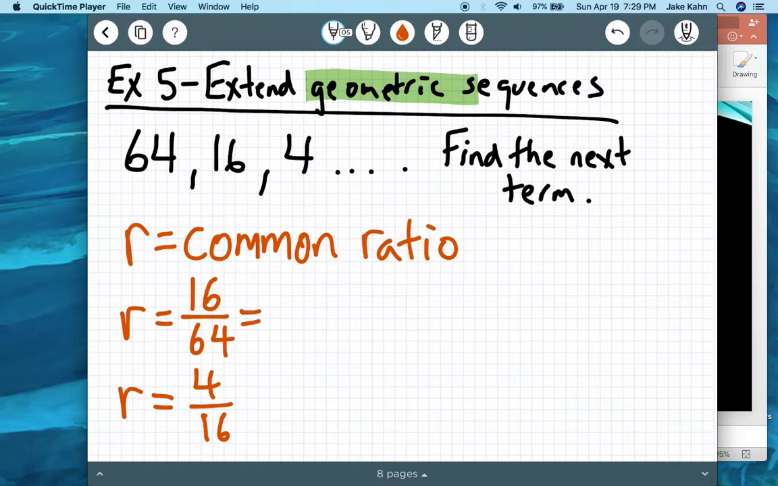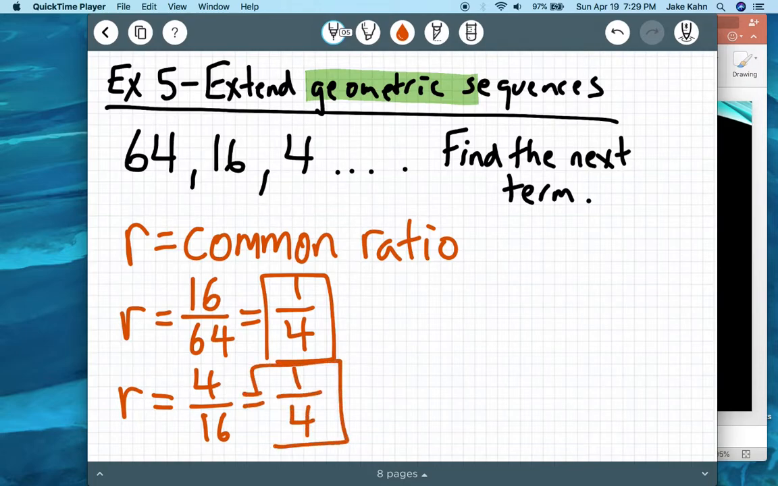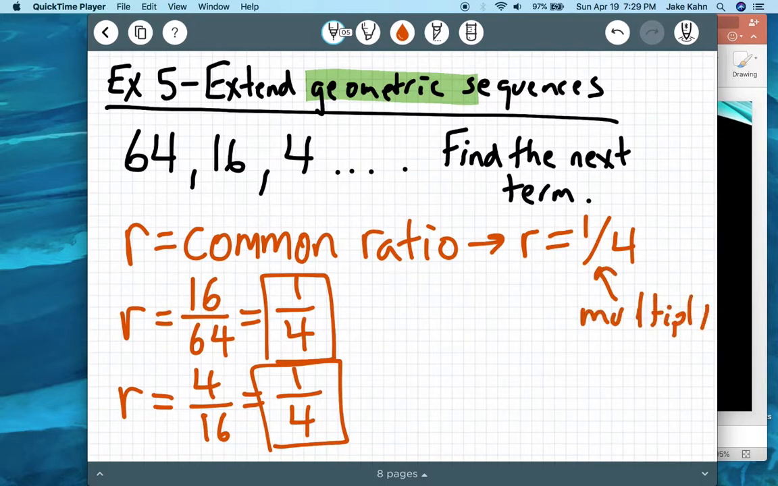Well, 16 over 64 reduces to 1/4. What does 4 over 16 reduce to? It better reduce to the same thing because it should be constant. And yes, it does. It's equal to 1/4. So your common ratio for this problem is R equals 1/4. This is the value that you multiply by to get your next term.